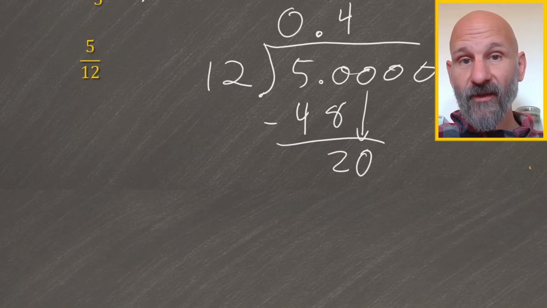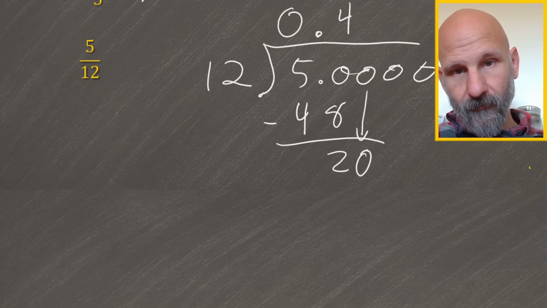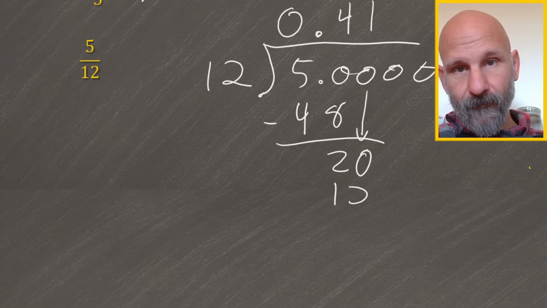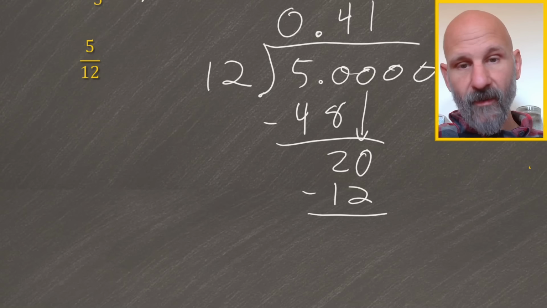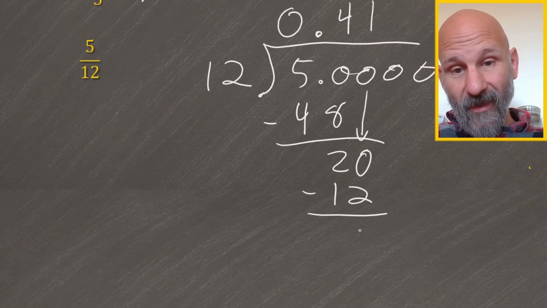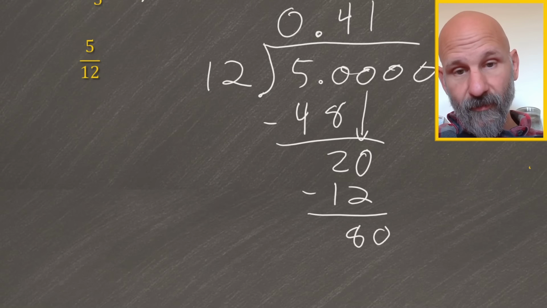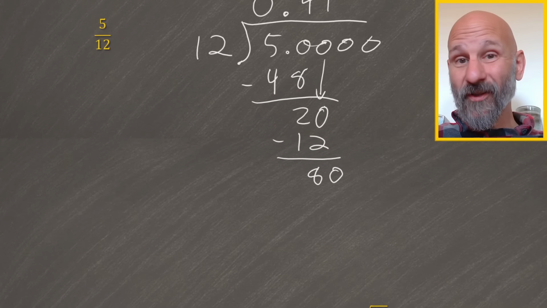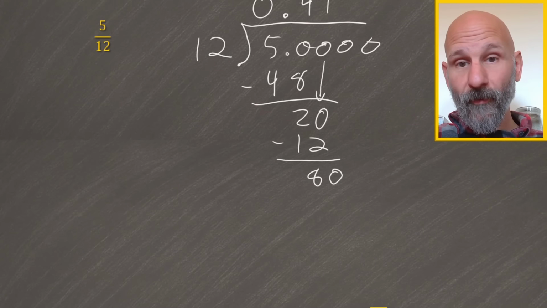12 into 20, that just goes once. So now we do 1 times 12 makes 12. And then subtract. 20 minus 12 is going to be an 8. Bring down the next 0. So now we're looking at 80. So now we have 12 times what gets us closest to 80 without going over.